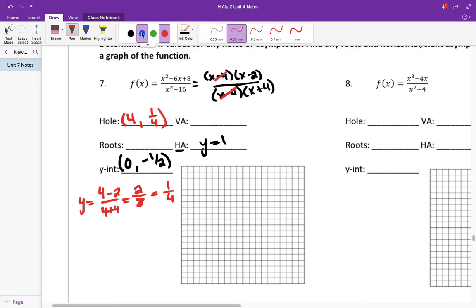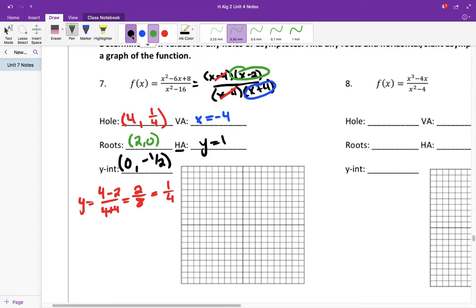For my next thing, my vertical asymptotes, I've got x plus 4 as a factor of my denominator. So looking at vertical asymptotes, I would set that equal to 0. And so x equals -4 is going to be my vertical asymptote here. Last thing is going to be my roots. With roots, I've got x minus 2, which means that I'm going to have a root at (2, 0).